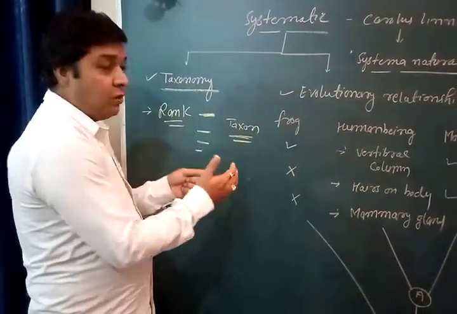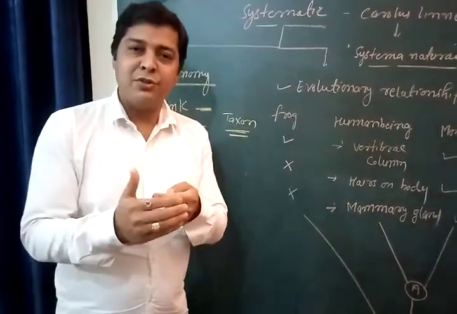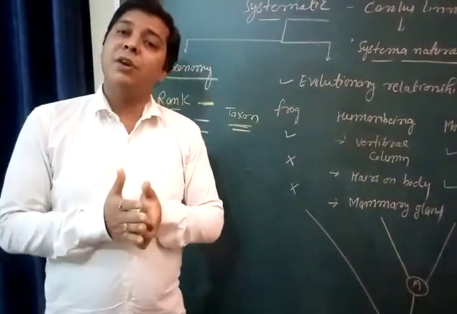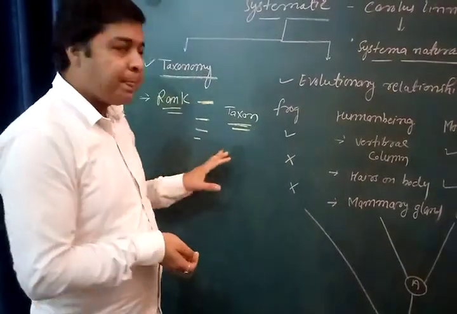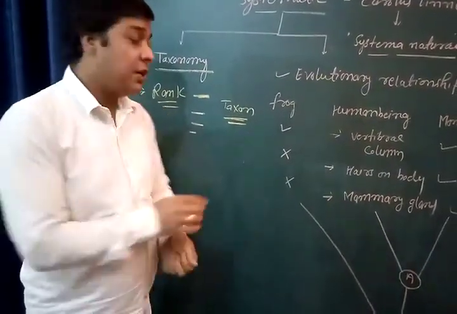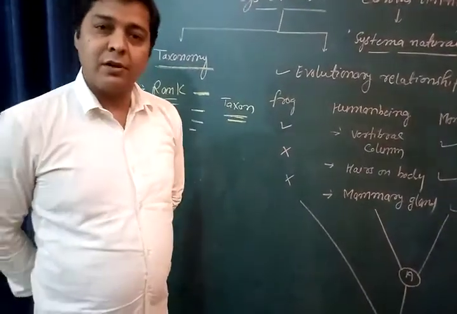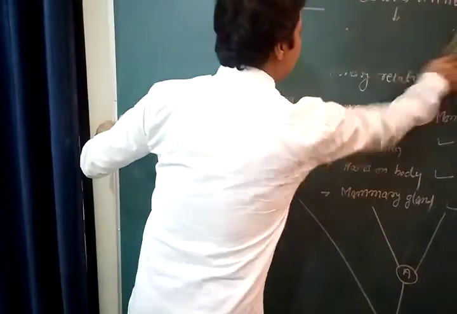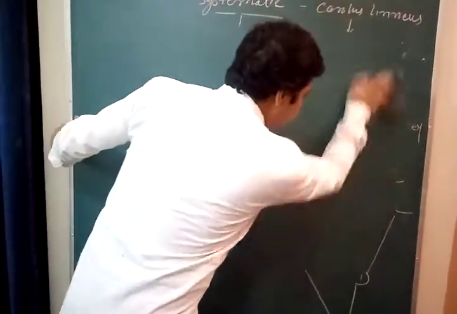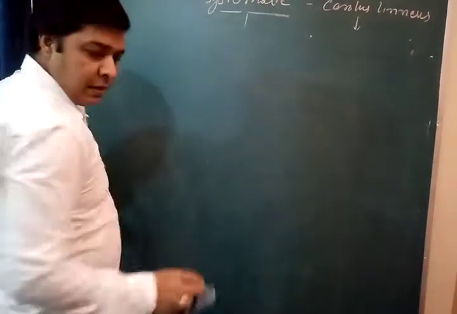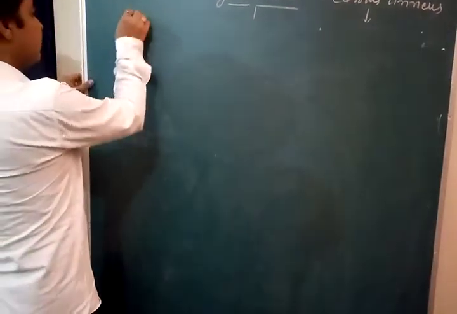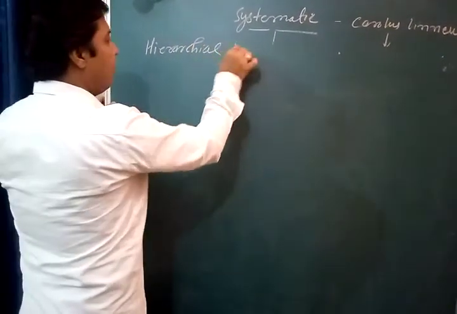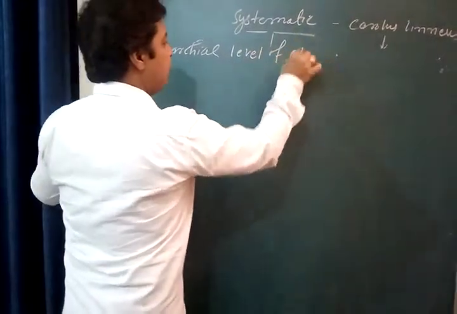This taxon we see in case of living organisms, maybe plants or animals, through the hierarchical classification, or we say the hierarchical level of classification. Now onwards we'll see the different hierarchical levels of classification with the example of taxon. So let's start with that. See children, it's very important. Now what is the heading? Hierarchical level of classification.